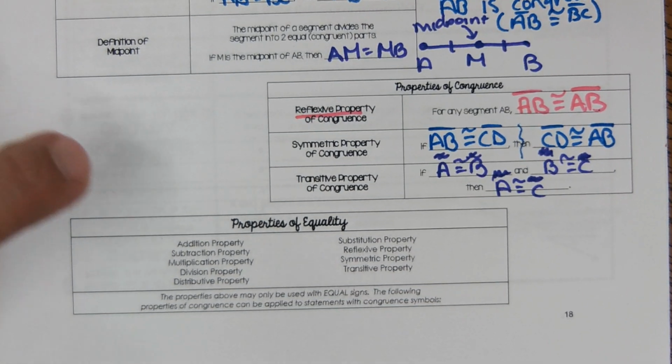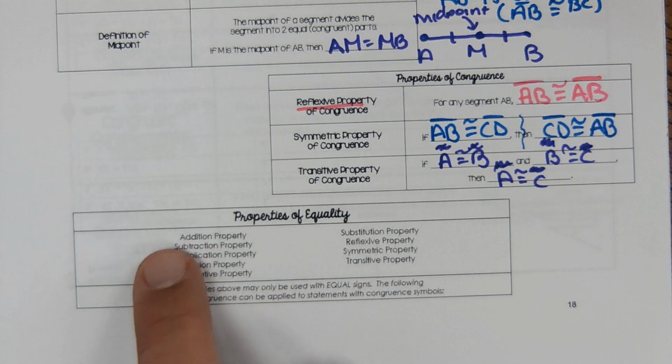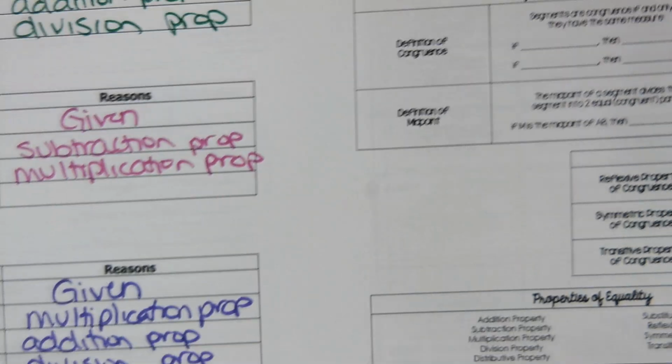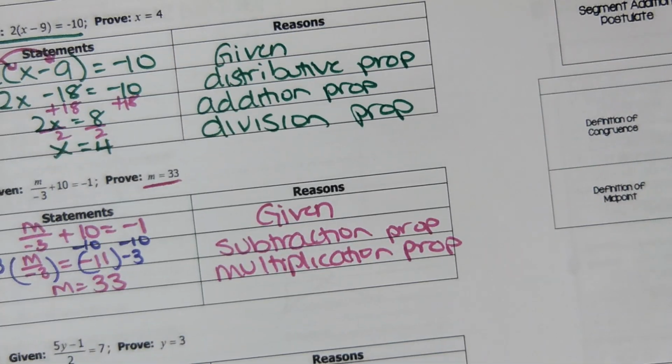Okay, and then down here it has a list of properties. These properties we saw Tuesday, like addition property, subtraction property. These were all used with the algebraic proofs, so some of these will come up today as well.